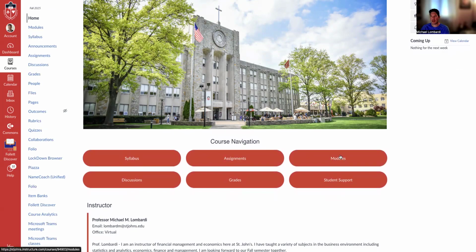The modules are where I would recommend you start because that was my old homepage. I have the whole class organized into modules. Our graded discussions can be found, obviously, right here under discussions. Your grades can be found under grades, and all the student support links are here as well.